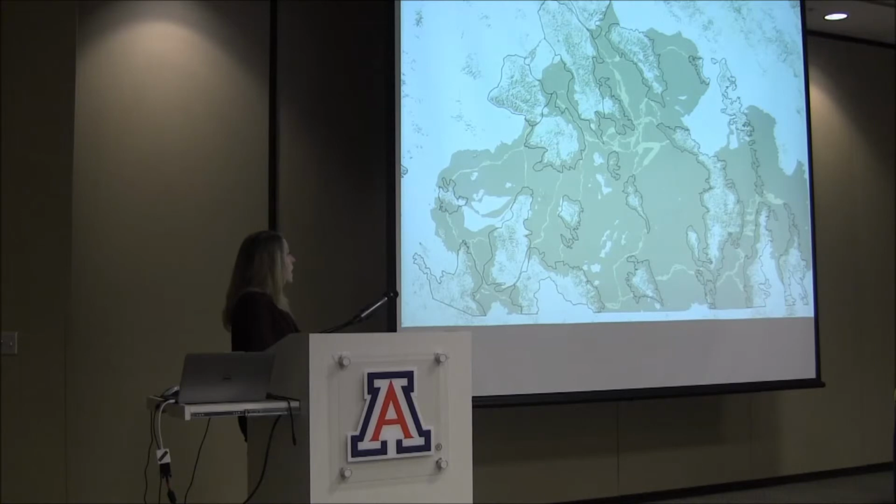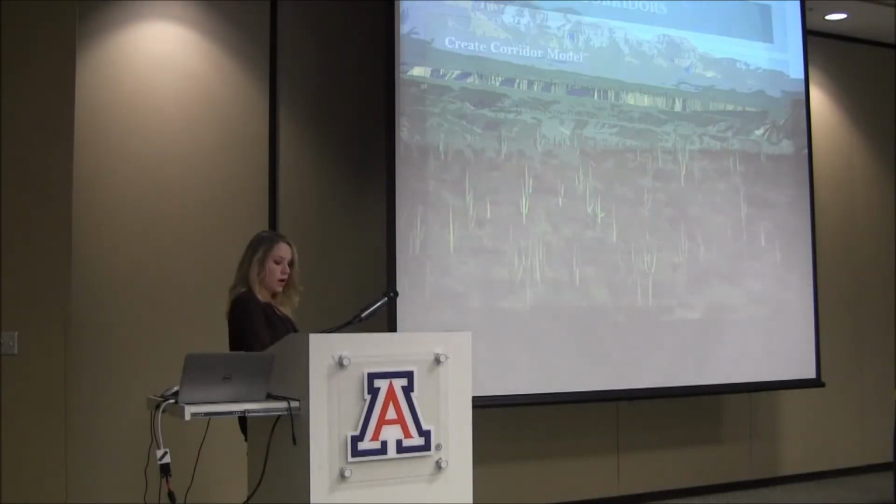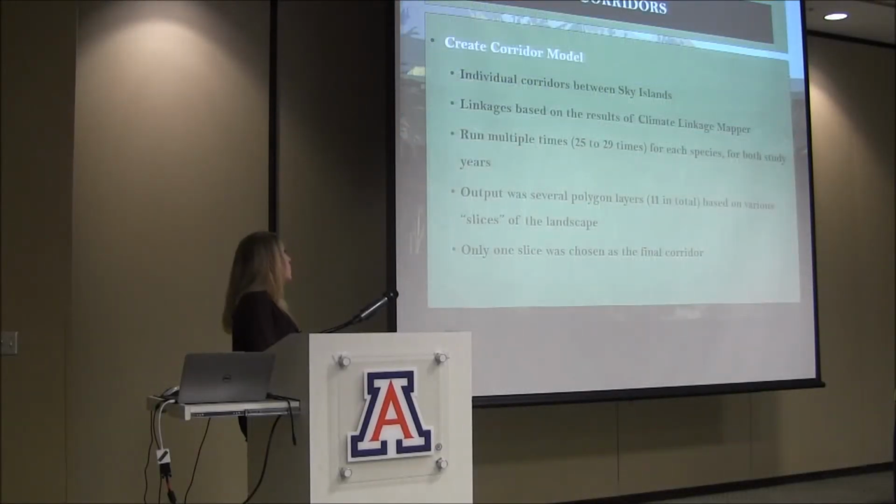And here is the output of that. This was reclassified and rescaled between values of 0 and 1. And then this raster was multiplied back to the corresponding habitat suitability raster to obtain habitat values within these corridors. So this model was then put into another script called Create Corridor Model.